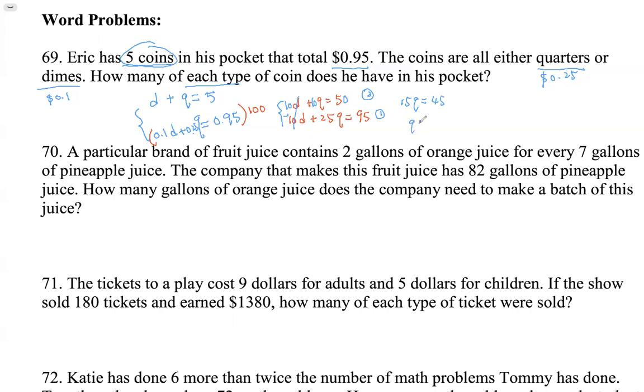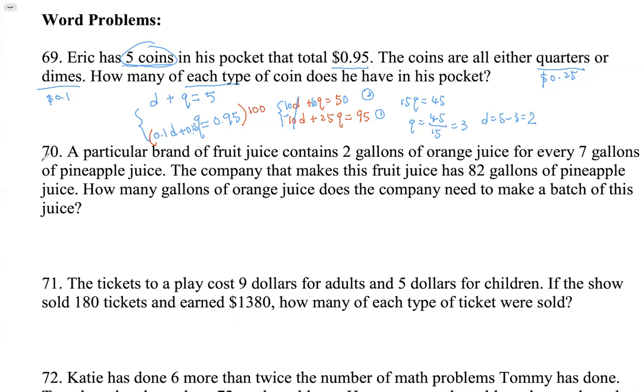Now we divide by 15 on both sides. So 45 divided by 15, that's 3. So Eric has 3 quarters. Well, if Q equals 3, what's D? D equals 5 minus 3, because he has 5 coins in total, so 2. The solution for the system of equations is D is 2, Q is 3. So to answer the question, Eric has 2 dimes and 3 quarters in his pocket.